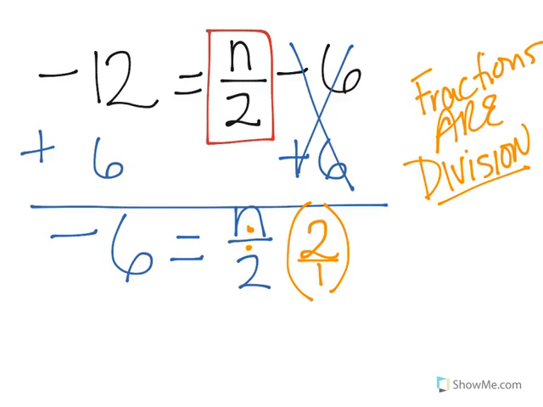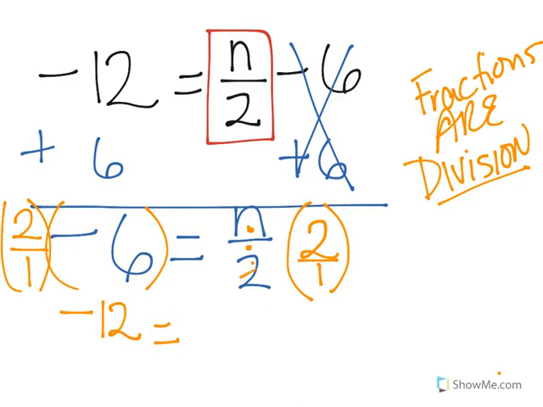2 over 1. Remember, fractions, my denominator is numerator. I'm doing the inverse, so I'm doing my reciprocal, 2 over 1. And now, 2 times negative 6 is negative 12. This cancels out. And that's my n.